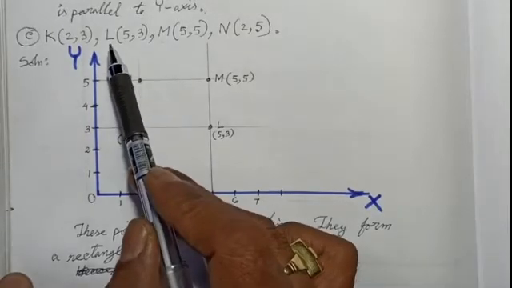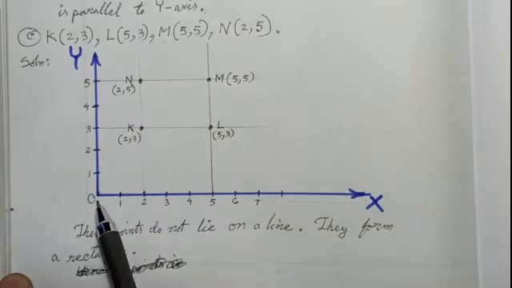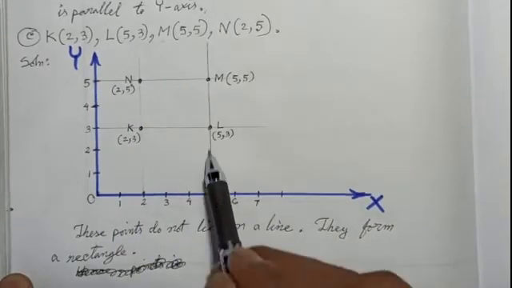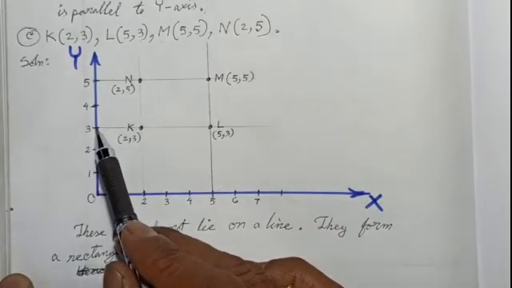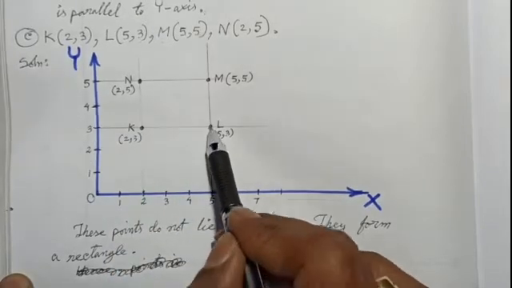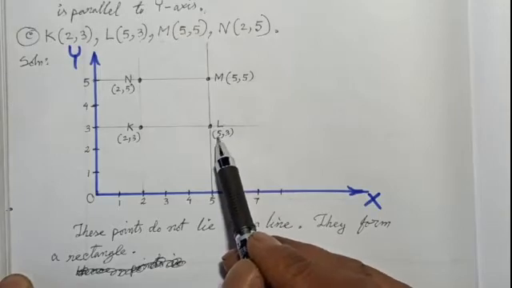Next is point L. Its coordinate is (5, 3). 5 is for x. So x is equal to 5 means 1, 2, 3, 4, 5. And through this point we are drawing a perpendicular line, and the value of y is 3. So 1, 2, 3. And through this point we are drawing another perpendicular line, and these two perpendicular lines intersect here. And this point represents L, and its coordinate is (5, 3).